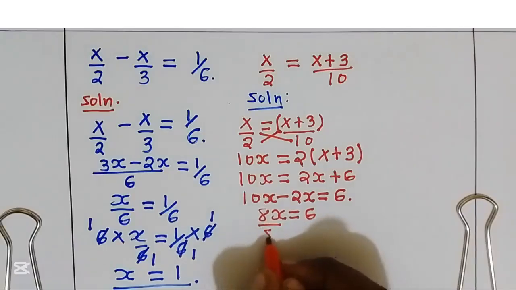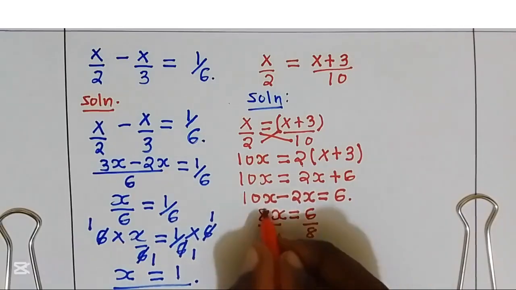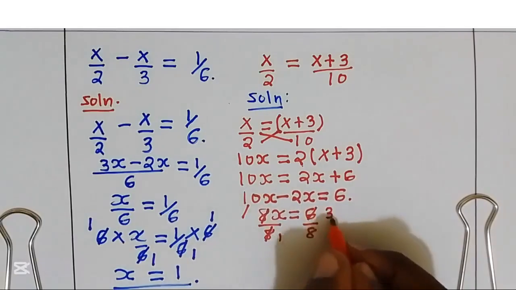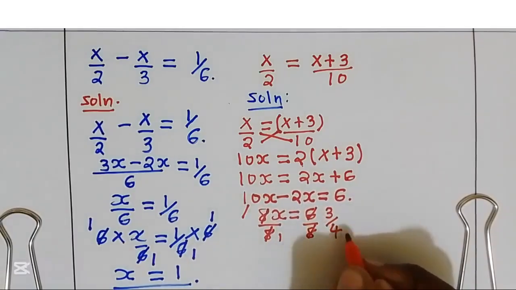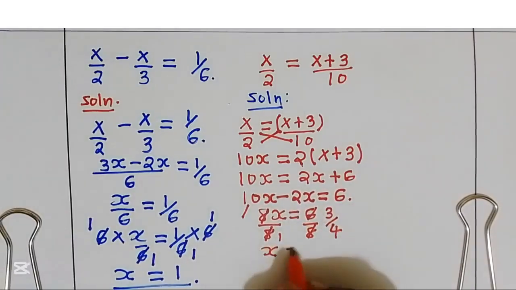I'll divide by 8. By 8, 1. By 2, 3. By 2, I get 4. Now we get x is equal to 3 over 4.